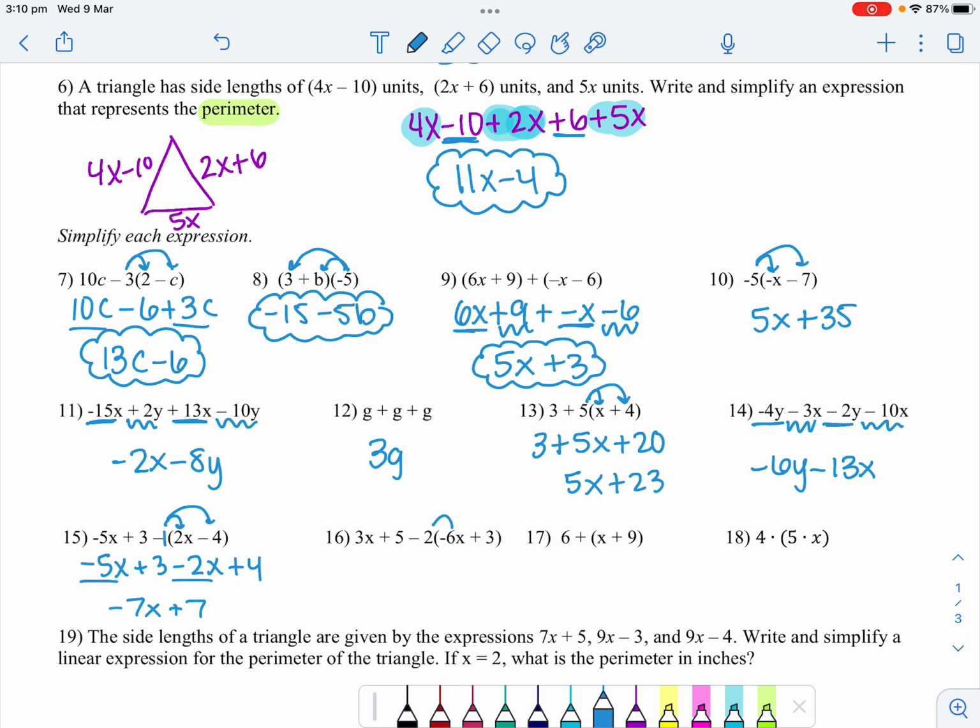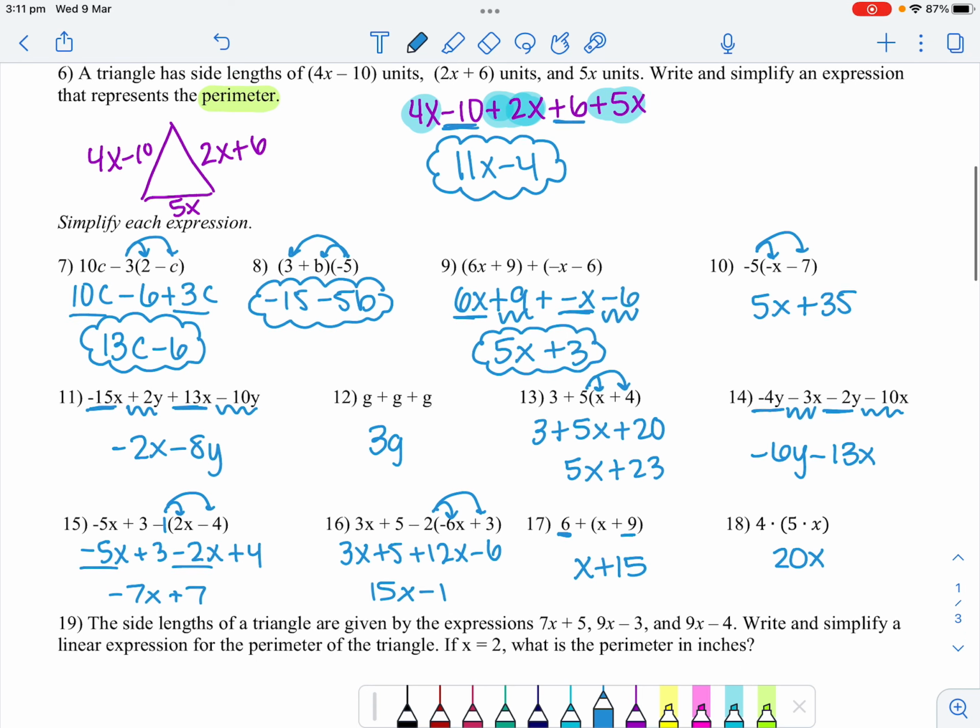Here I'm going to distribute the minus 2. So 3x plus 5 plus 12x minus 6. 3 plus 12 is 15x. 5 minus 6 is going to be negative 1. Here the parentheses don't do anything, so I'm just going to combine like terms. So x plus 15. And this one is not the distributive property. It's just 4 times 5, which is 20x.